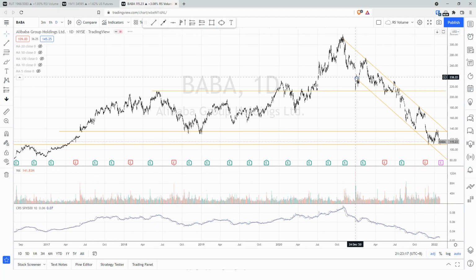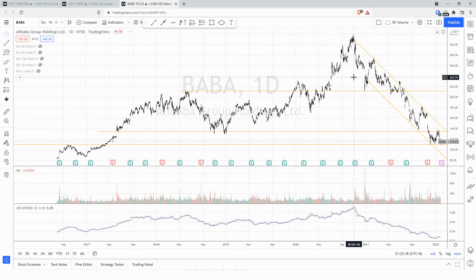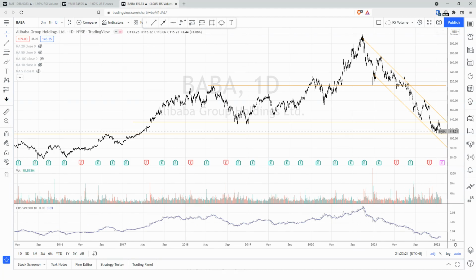If I look at the very long-term structure, it is currently testing the support. So there is a support here, because there's an axis line. Once it breaks out, it becomes a support. So this is a support zone. Right now it is at the support zone.